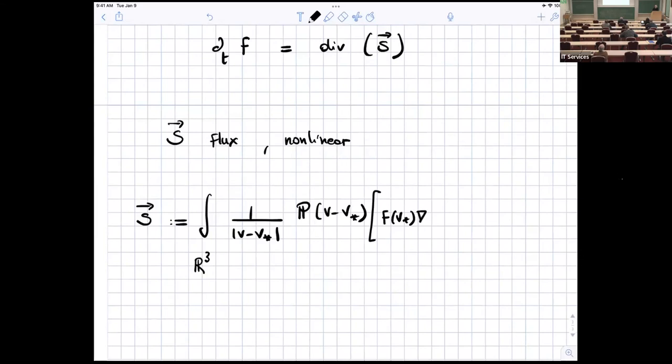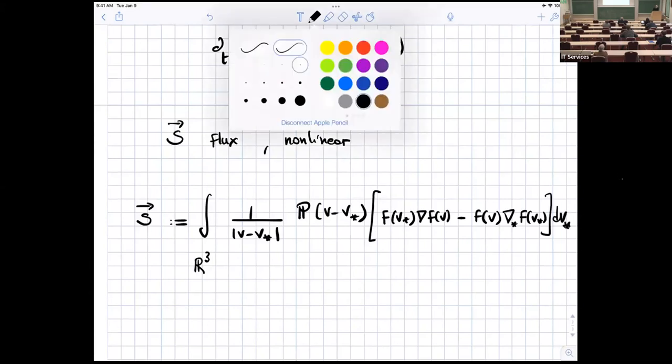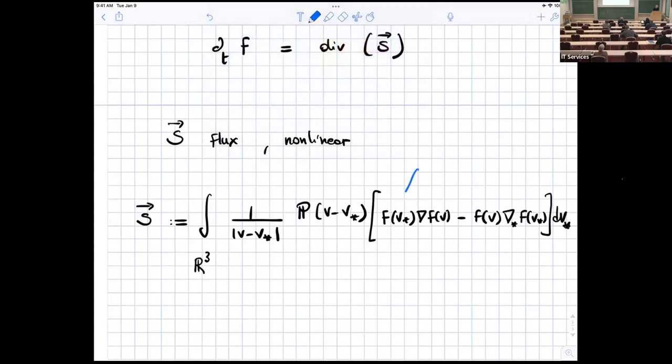So it's f of v star, the gradient of f with respect to v, minus f of v, gradient of f with respect to v star, all integrated in dv star. And here I'm abusing the notation in the sense that when I write f of v or f of v star, I actually mean f of v comma t and f of v star comma t. So I'm not writing t, but the time variable is there, of course.